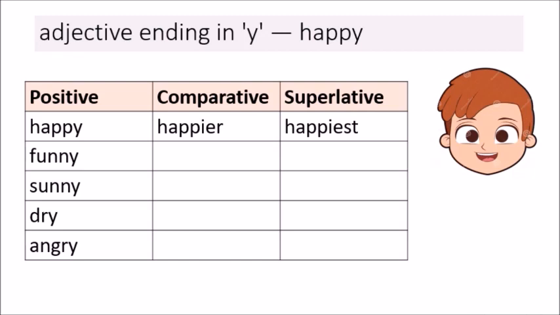There's another way of forming comparatives and superlatives. For adjectives ending in Y, we add IER for comparatives and IEST for superlatives by omitting the letter Y. Happy, happier, happiest. Can you fill the other parts? How can we complete them? Funny, funnier, funniest. Children, I hope you can fill it by yourself. Try it.